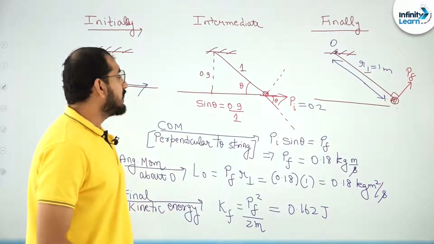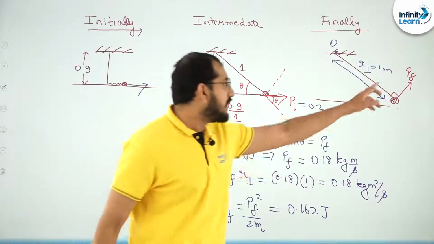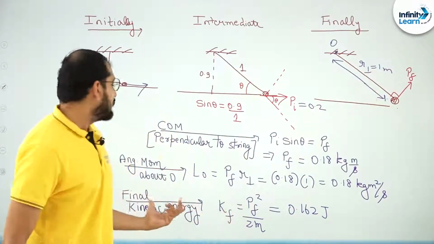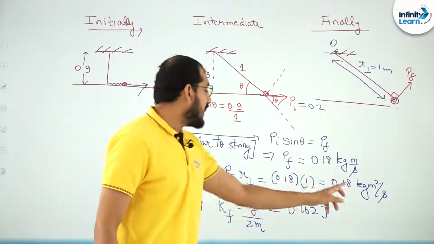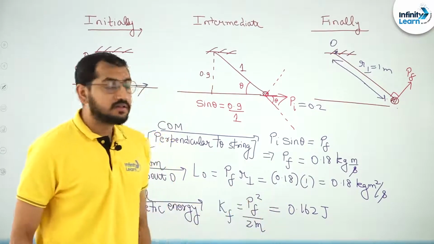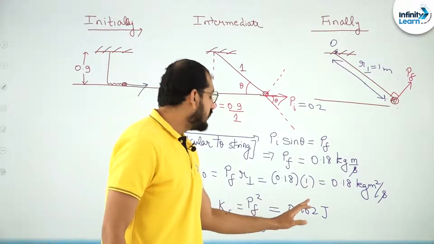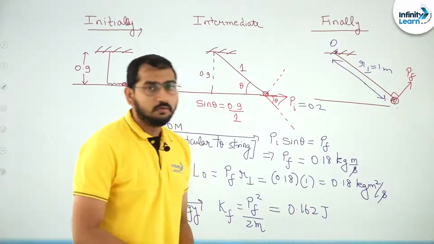And also, if I want to calculate the final kinetic energy, then I can apply the formula of kinetic energy as P square by 2m. I have calculated the final momentum, mass is given in the question. After doing the calculation, you will get it as 0.162, right?